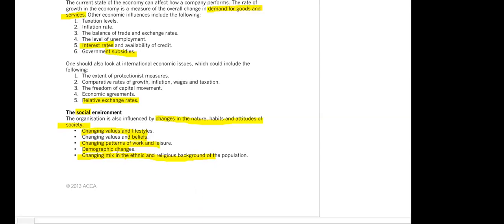Demographic changes. If there's a lot of population which is old age, then maybe you would prefer certain types of construction, certain types of flats for old age as compared to the needs of youth. So social environment definitely impacts the businesses.